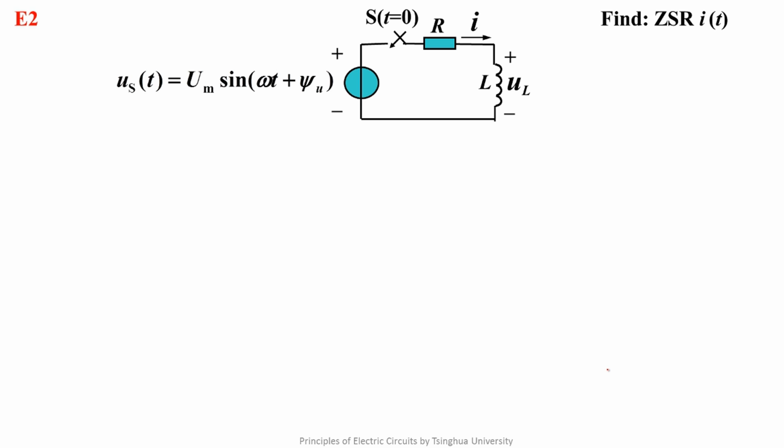The second example is also the combination of the time domain analysis with SSS. Let's see. The excitation is sinusoidal. The switch is closed when t equals 0. We know it's a 0 state and are supposed to find IT. We introduced the 3 elements method in lecture 50. Any branch variable of the first order circuit can have such an expression.